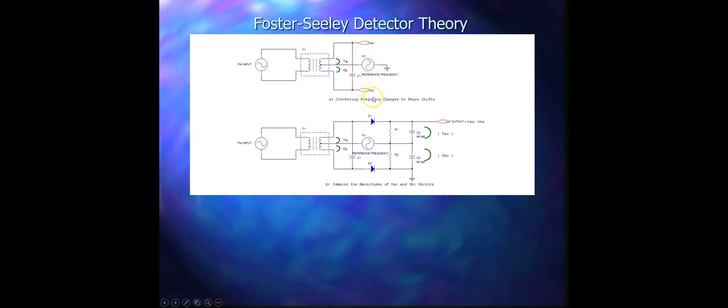This VBC voltage will be developed over here. The phase relationship between VA and VB is 180 degrees out of phase. So when the frequency is equal to the carrier frequency, the circuit is balanced, and the outputs VAC and VBC both will be equal in magnitude. And if their absolute values are subtracted, then you will get zero.